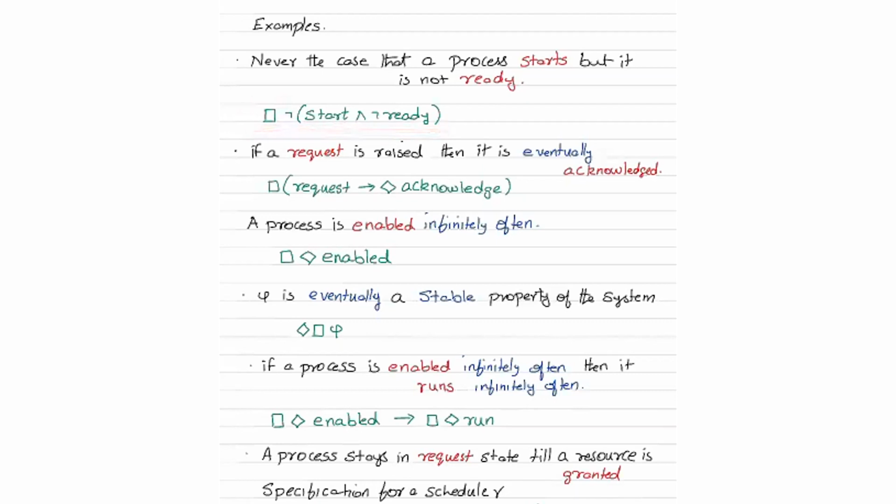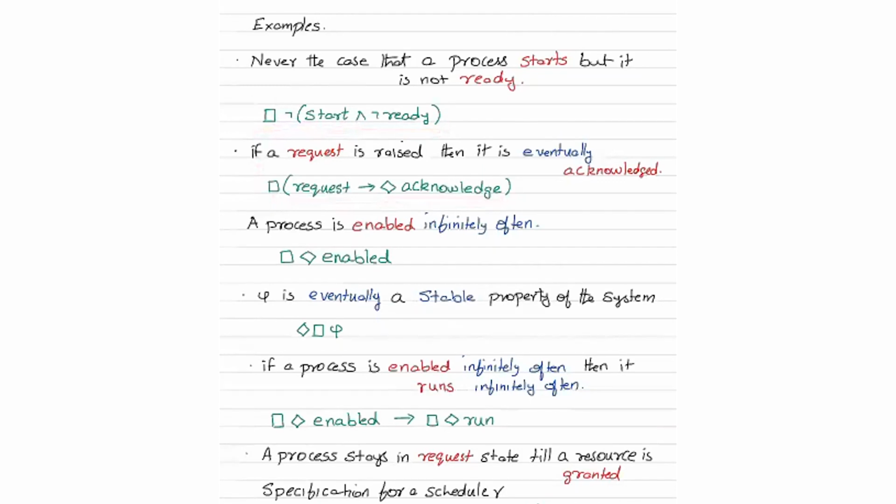Okay. How do you say the second property? How do you say that if a request is raised, then it's eventually acknowledged? Well, it is always the case that if the process makes a request, then at some point in the future it is acknowledged.